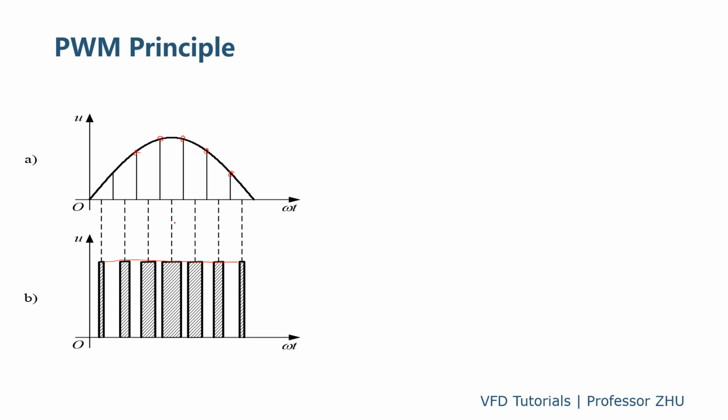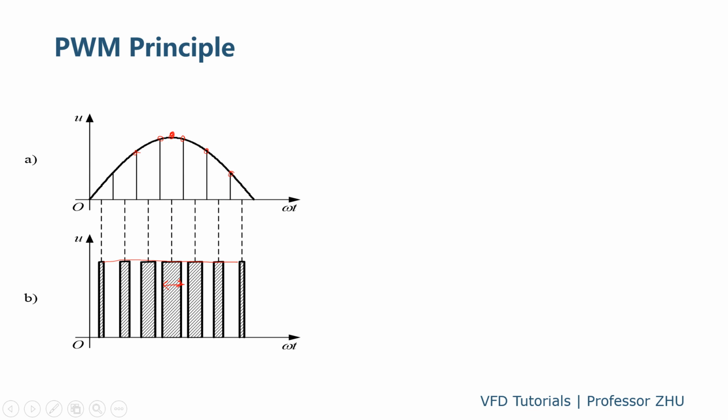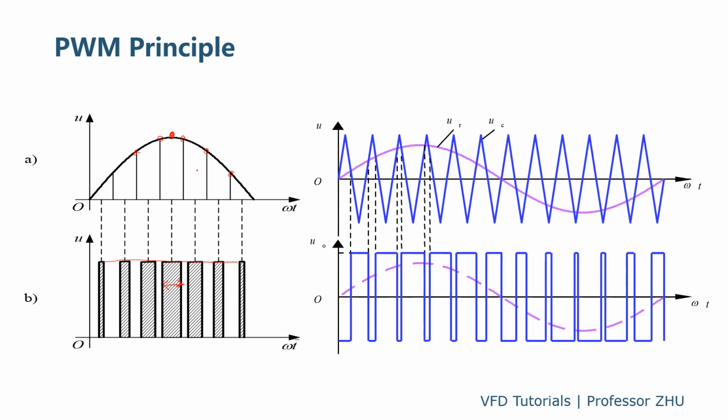For example, if we want the peak voltage at the output, then at this point we have a very wide pulse, the highest width. For the low voltage, we have a very narrow pulse. So the area of each pulse corresponds to the value of the demanded AC voltage. This is called PWM.